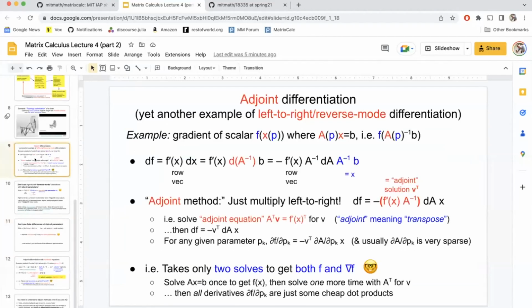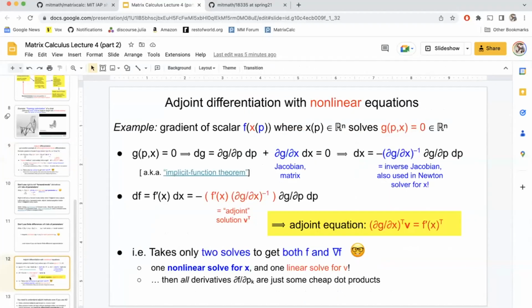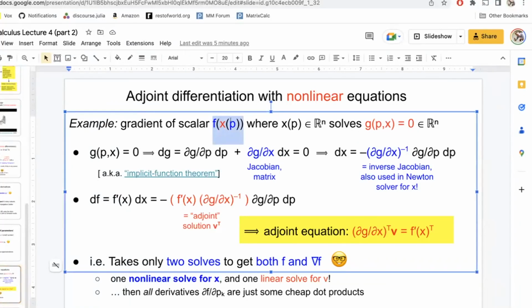So that was adjoint methods for linear equations. So you're solving f of x, where x solves a linear equation. But you can do the same thing where x solves a nonlinear equation, right? Suppose you're computing f of x, where x is your physics, p is your parameters, like the shape of your airplane wing. But now to solve for your stresses or whatever, your physical equations are not linear. So what do nonlinear equations look like? In general, nonlinear equations, you can write them as a root finding problem.